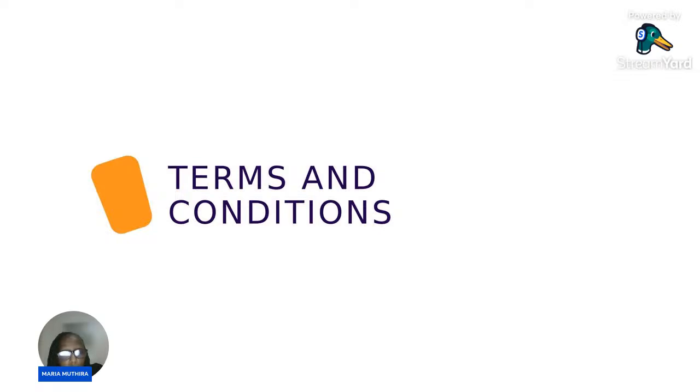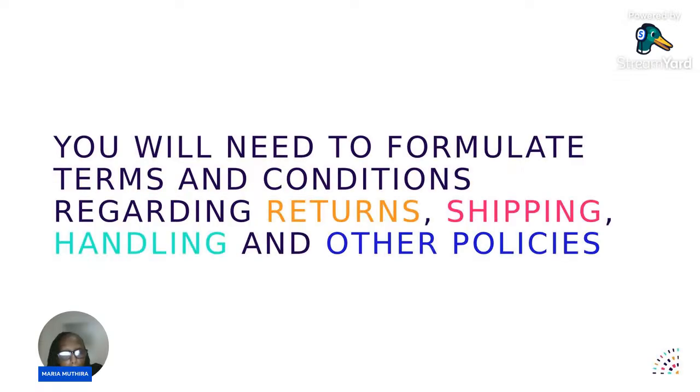Then here we look at terms and conditions. Here we are saying you will need to formulate terms and conditions regarding returns. So you should have a policy on returns, the returned goods, shipping. You should have a policy on shipping goods. You should have a policy on handling and other policies.